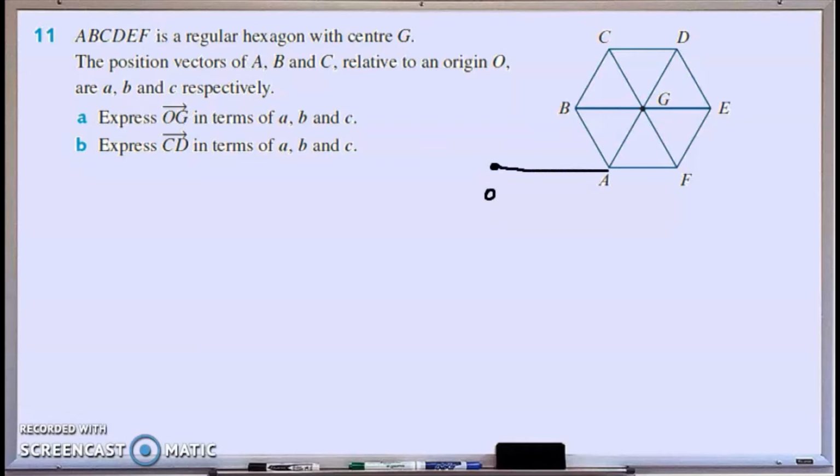So my vector from O to A looks like that, and that's A. From O to B, let's try and make that a little bit more accurate. Looks like that. And from O to C, again, probably better if I draw it as a straight line. O to C is going to look like that.